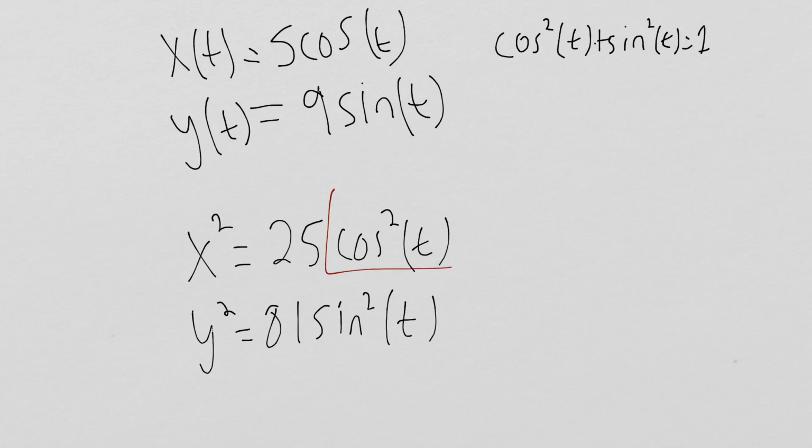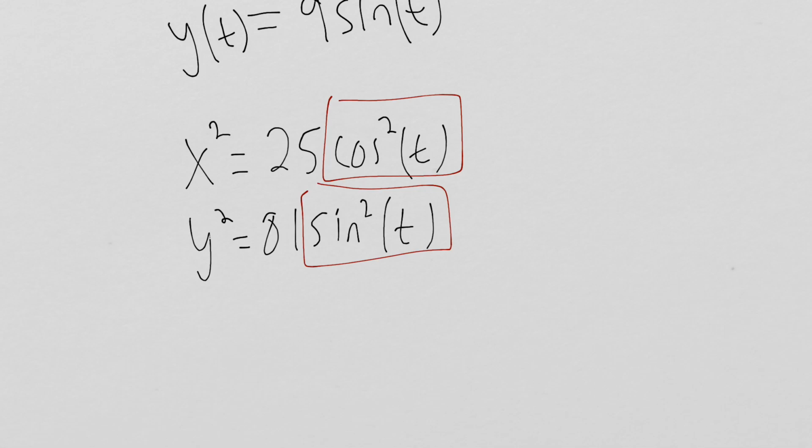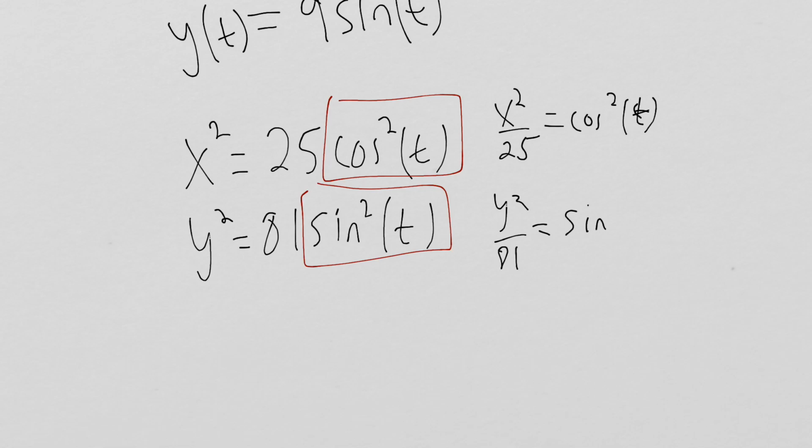We want cosine squared and we want sine squared because we want to be able to add them and set them equal to 1. So we're going to have to divide by our coefficients to get sine squared and cosine squared by themselves. So we get x squared divided by 25 equals cosine squared, and we get y squared divided by 81 equals sine squared.